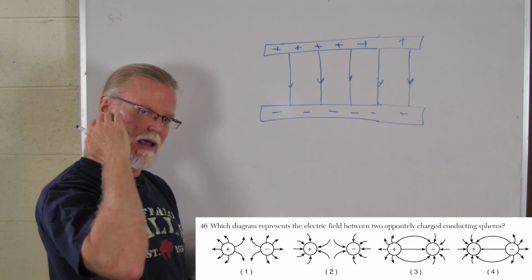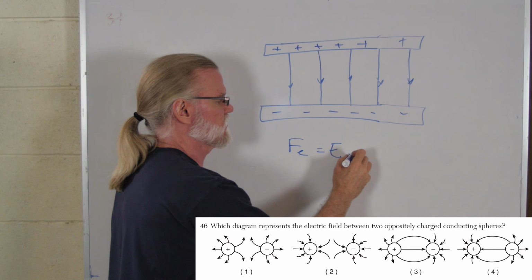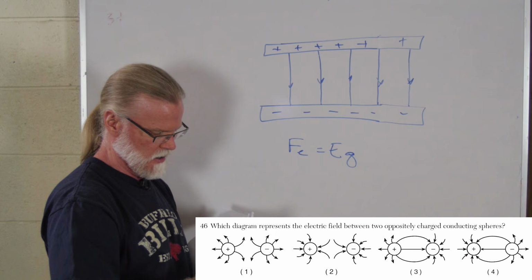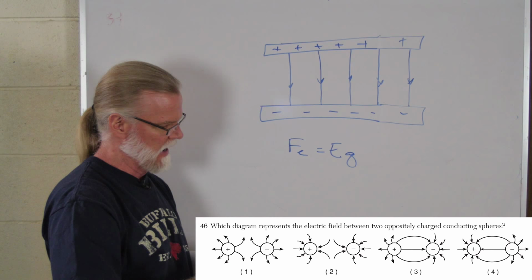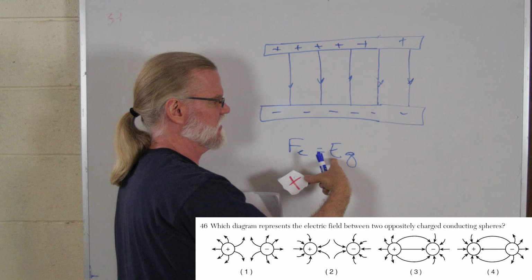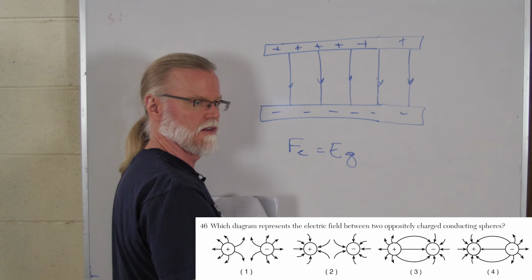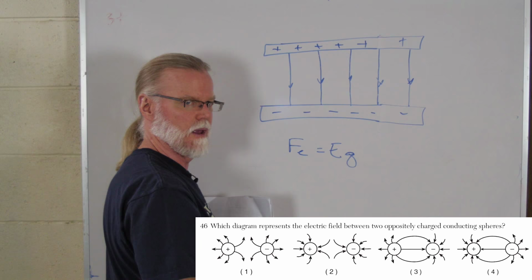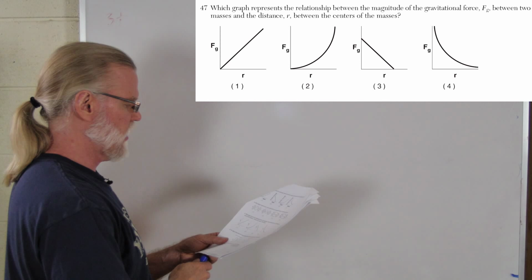And the force on a charged object is the electric field times the charge. And that tells us that no matter where I put my charge, it's going to feel a constant force because the charge doesn't change, the charged object doesn't change, and it's in a constant electric field. So no matter where I put it here, here, here, it's going to experience the same force anywhere in this constant field.